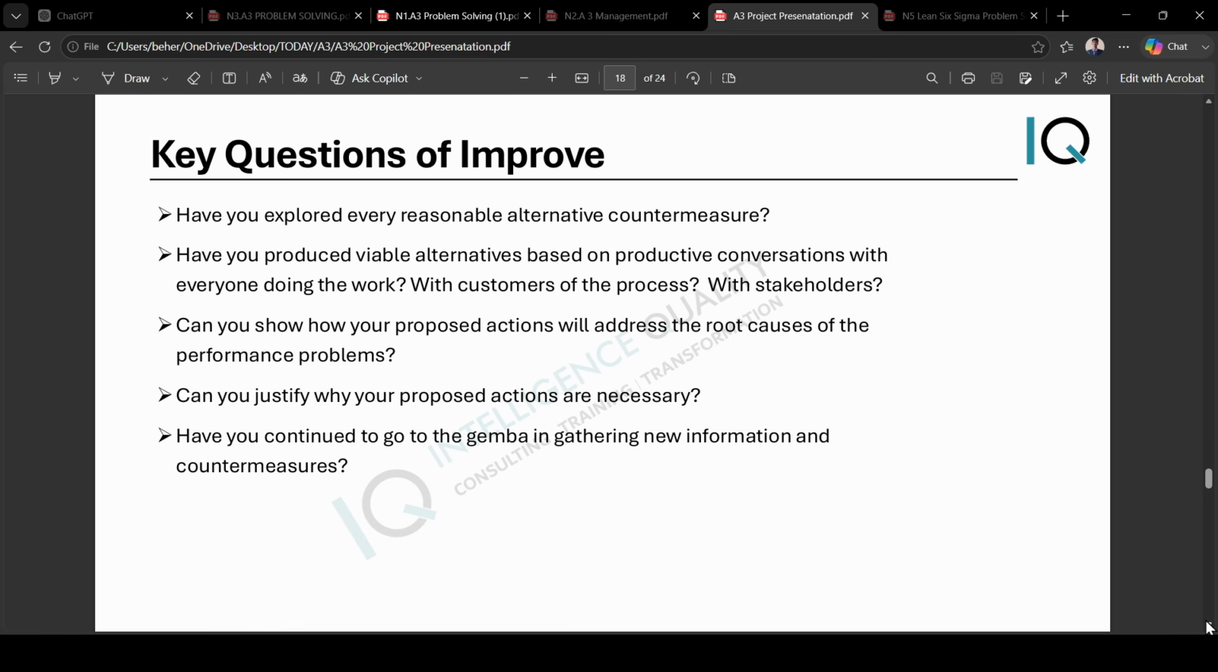Key question to improve. How would we explore every reasonable alternative countermeasure? Have you proceeded with viable alternatives based on productive countermeasures with everyone doing this work? Have you consulted the customer of the process and stakeholders? Can you show how the proposed action will address the root cause of the performance problem? Can you justify why the proposed actions are necessary? Have you continued to go to the Gemba, gathering new information and countermeasures?